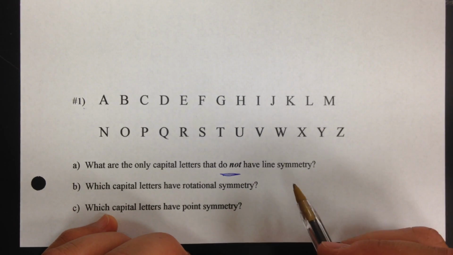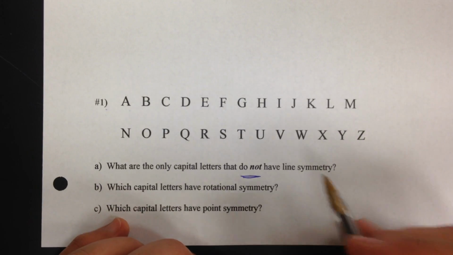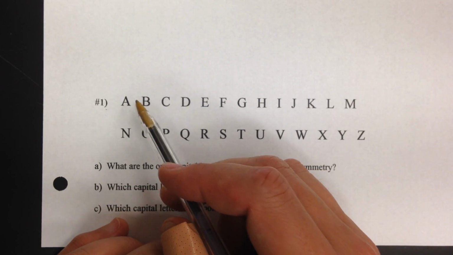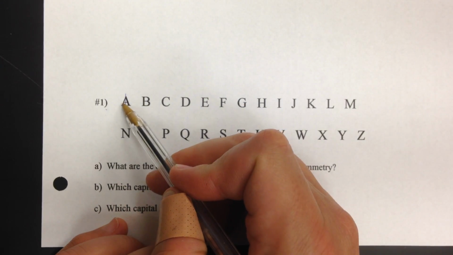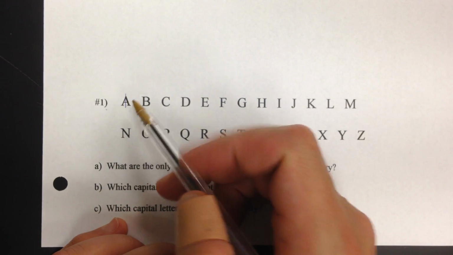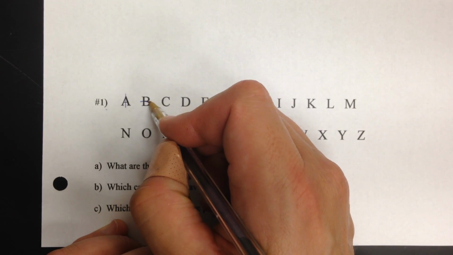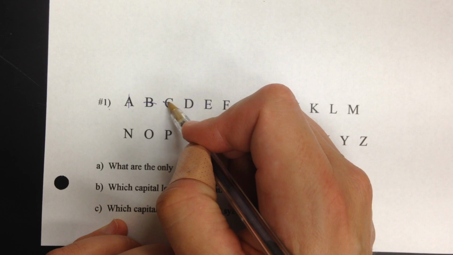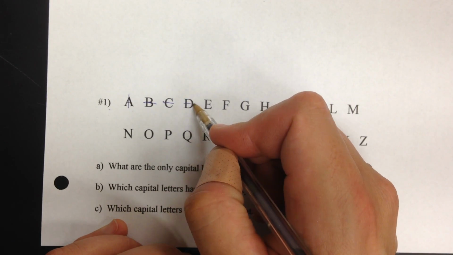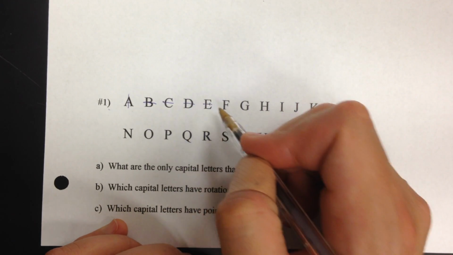So what are the only letters where we can't draw a line that goes through that it could fold onto itself? So for example, in A, if you look at an A, the left side would fold onto the right. If I look at a B, the top would fold onto the bottom. Same thing with a C. Same thing with a D. Same thing with an E.